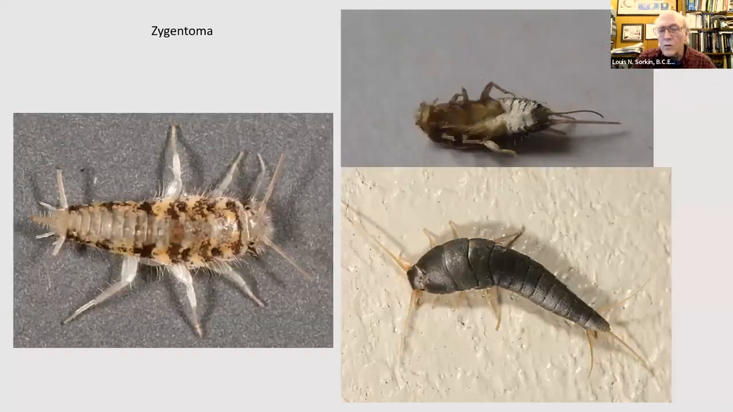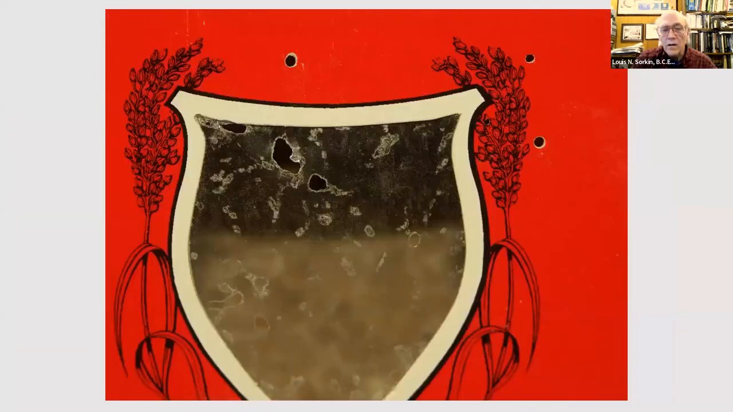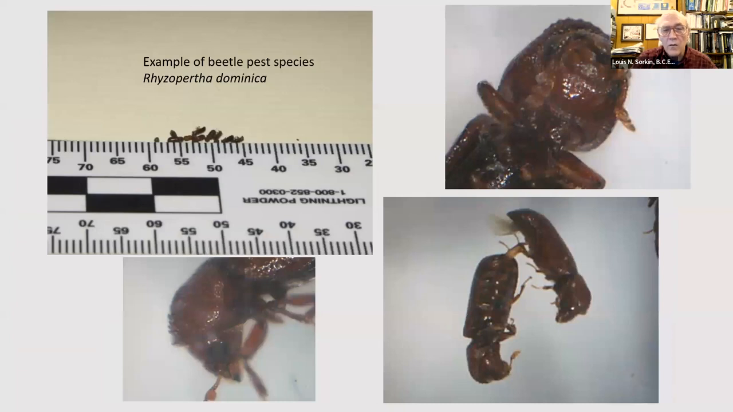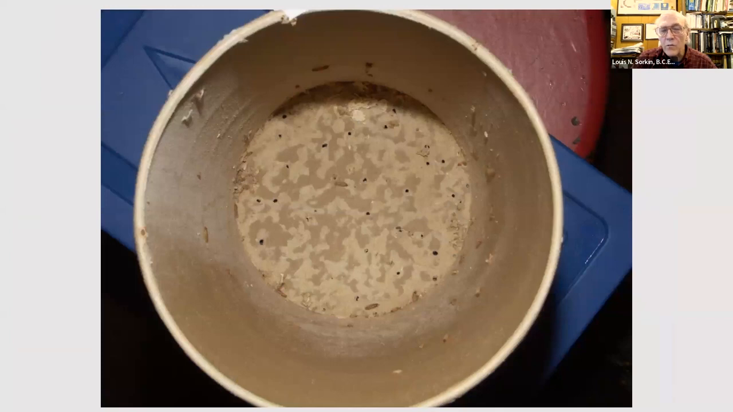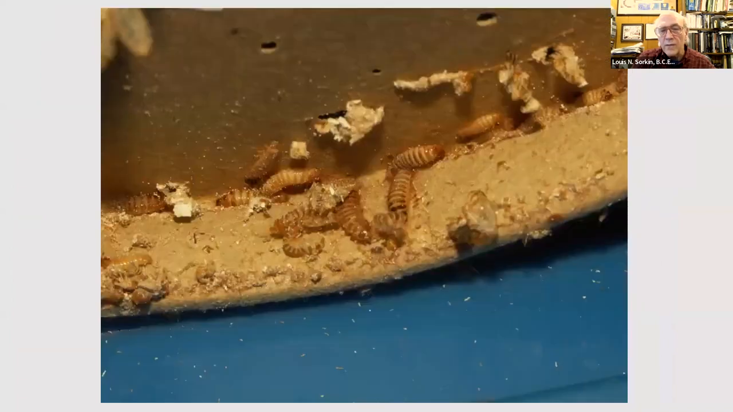These are Zygentoma. These are the silverfish, cockroaches and silverfish stuck on a glue board. These are small Rhyzopertha dominica, small bostrichid beetles in that food item. There was silk in here, a little bit, not much really. And these were Trogoderma larvae inside that food item, and they bored their way out of the cardboard.